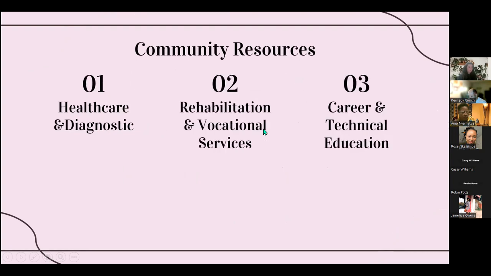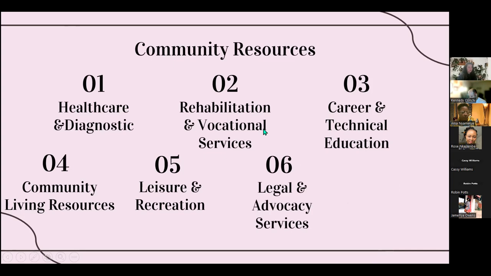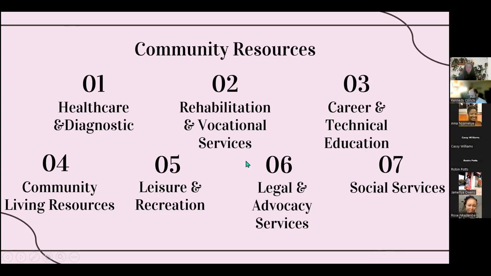And these are the different areas for community resource. So we've got healthcare and diagnostic, rehabilitation and vocational services, career and technical education, community living resources, leisure and recreation, legal and advocacy services, and social services. And we have to become familiar with these various services in the community that can help different people access what it is that they need, or even accessing these services themselves. The more knowledgeable we are and the more well-rounded we are, the better we'll be able to help the various people that we're supporting.